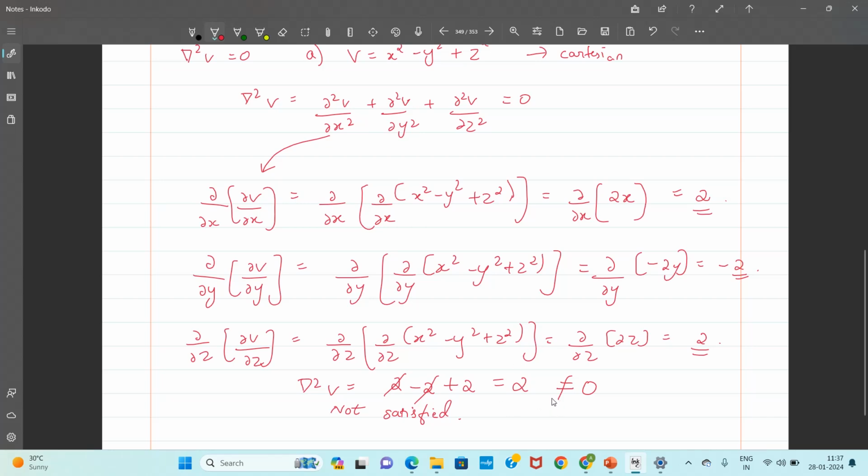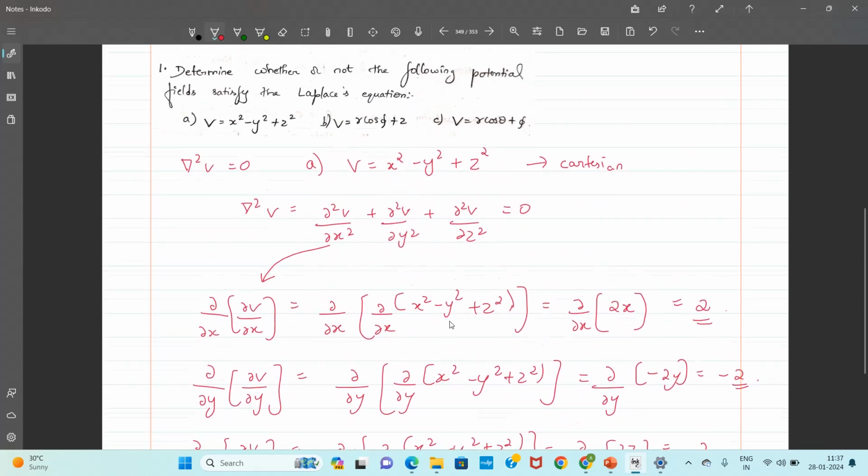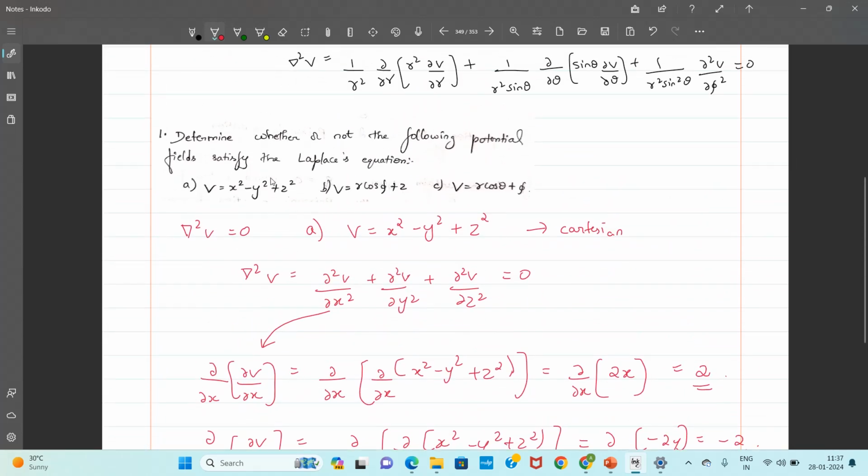If it is 0, it is satisfied. If it is not 0, it is not satisfied. Okay, this is how you solve the Laplace equation problems here. So we have done the first part here. First question is solved. You have two more equations given.